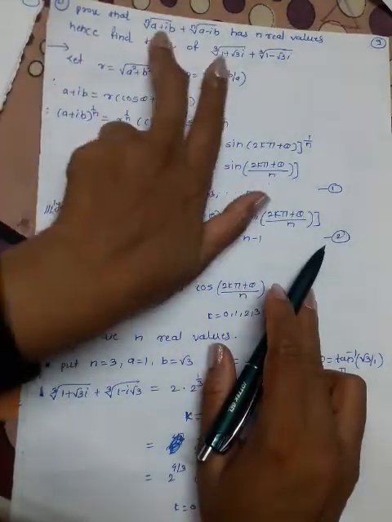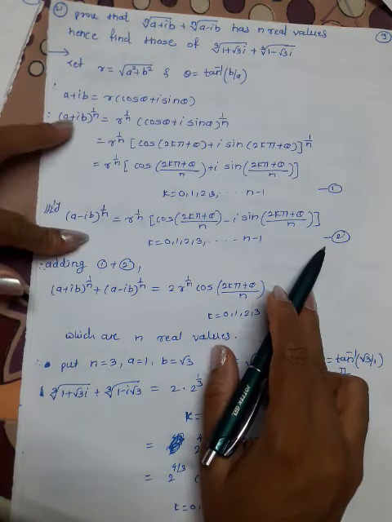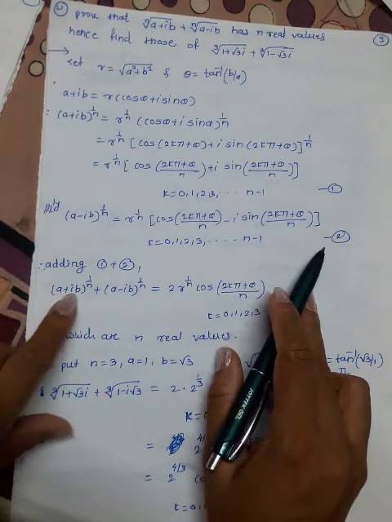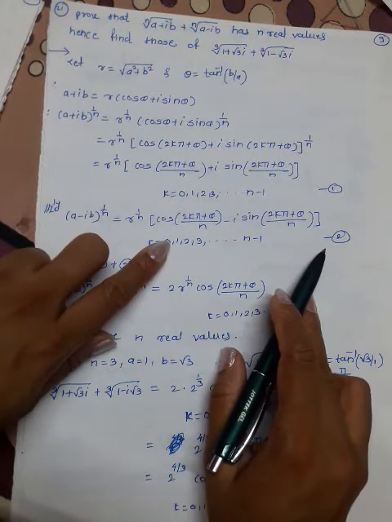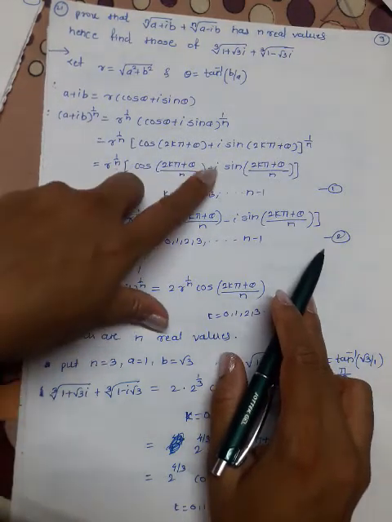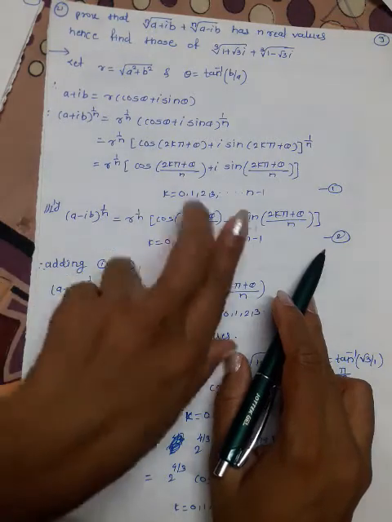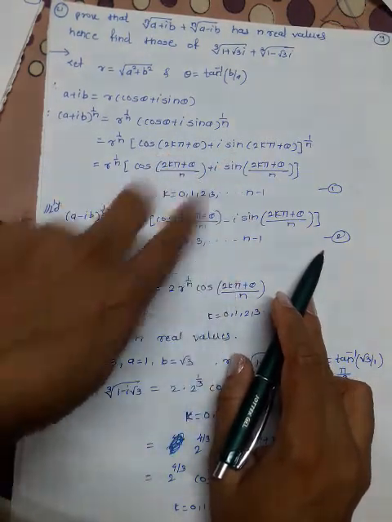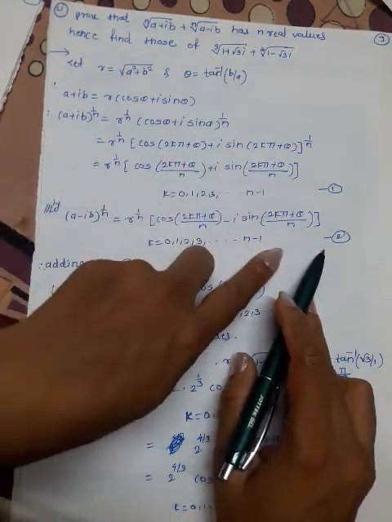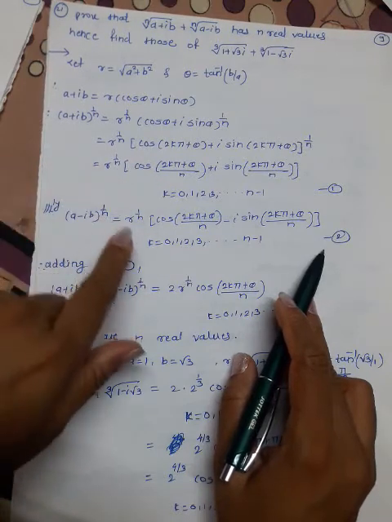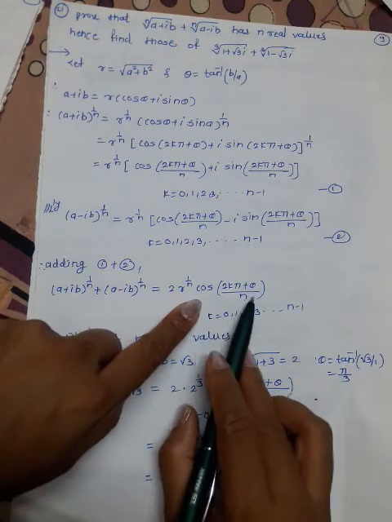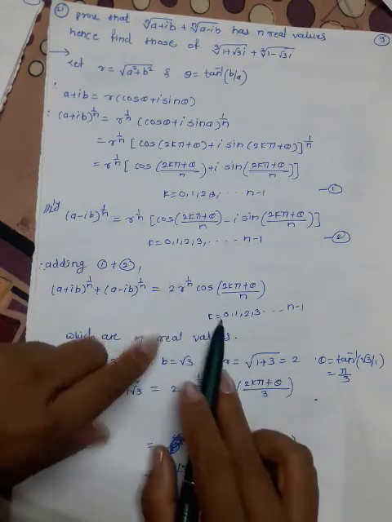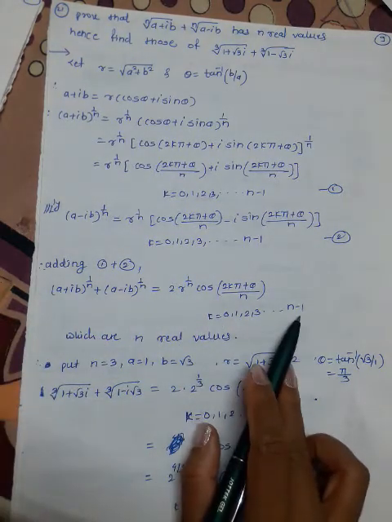We want the addition of these two, therefore add equation number 1 and equation number 2. If you observe the two RHS sides, these two terms are the same, one is plus and the other is minus, that's why they get cancelled, and we get 2 times r raised to 1 by n into cos of (2k pi plus theta) upon n. K again is the same, 0 to n minus 1.